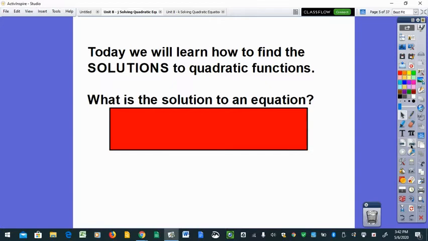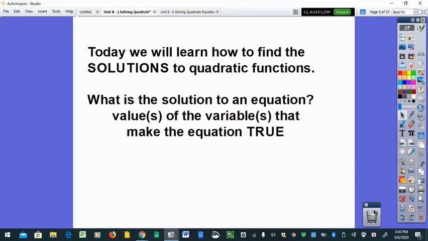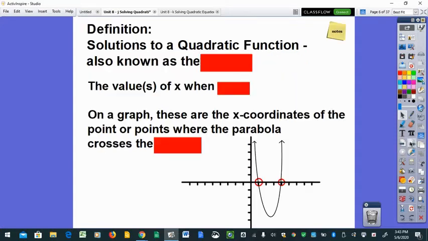Okay, today we will learn how to find the solutions to quadratic functions. So what is the solution of an equation? We just need to think way back. Basically, that's the value, or today you're going to notice values, of the variable or variables that make the equation true. So we're looking for the solutions to an equation, and today we're going to see that our squared is going to be in there because these will be quadratics.